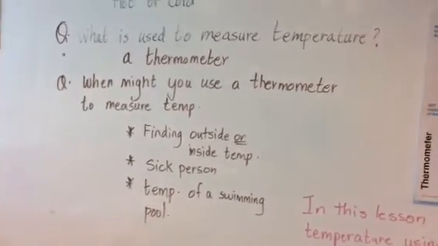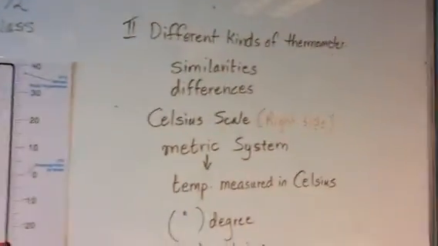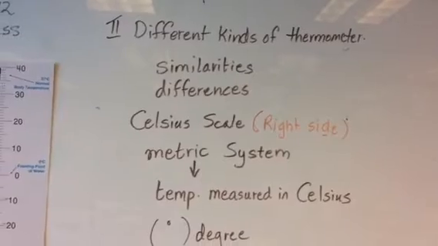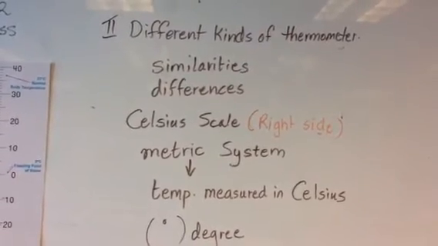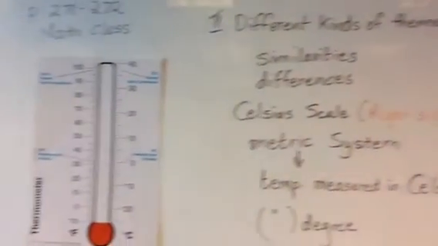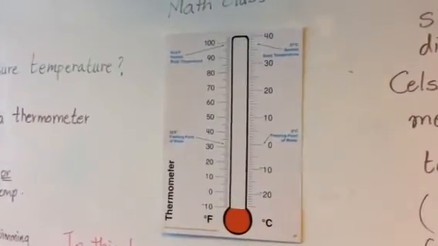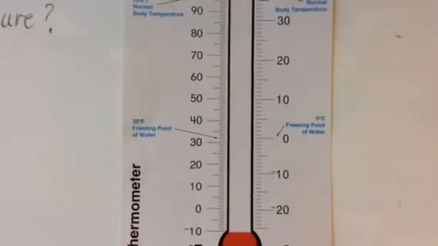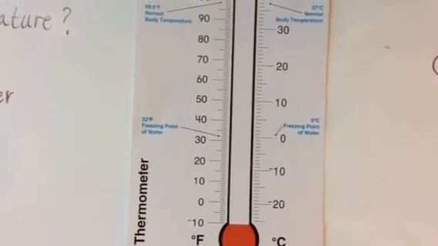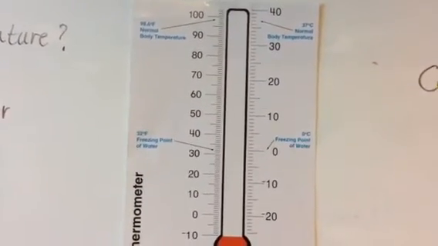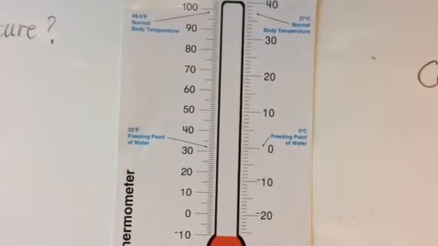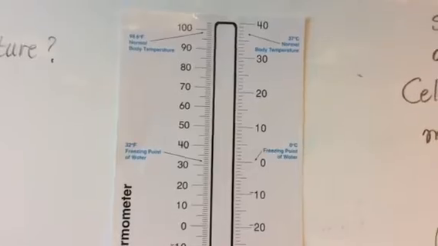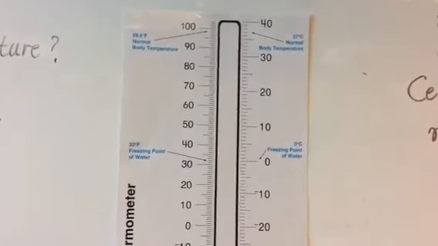Now, second, what are different kinds of thermometers? The similarities and differences. So Fahrenheit we studied in the US system, but in the metric system we use Celsius. So you see the normal body temperature is different in both of them. The freezing point is different for both of them, and also the boiling point will be different in both of them.